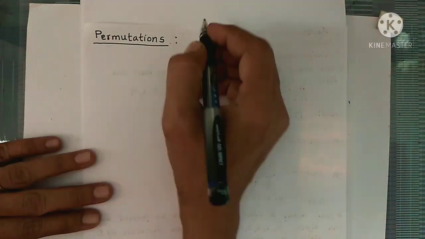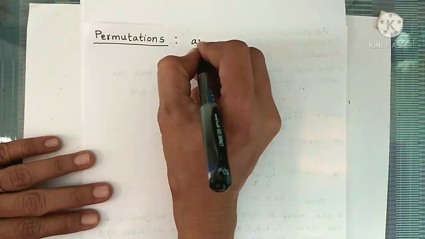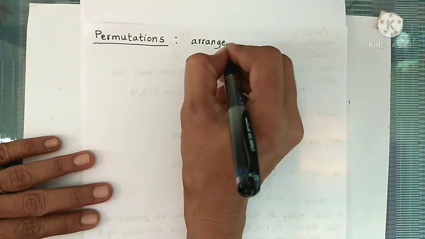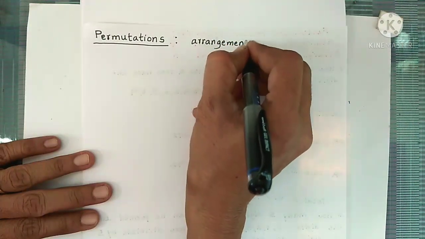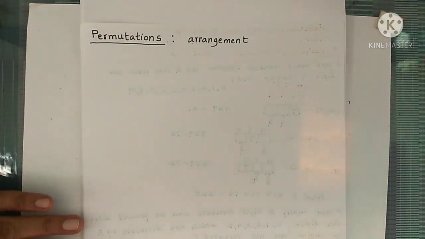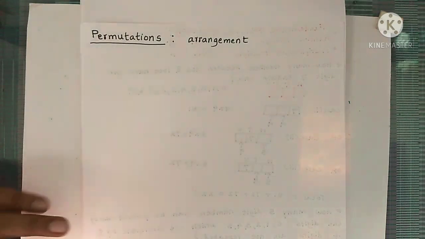Now let's study permutations. So what is a permutation? Remember, permutation is arrangement. So this word is really important. Whenever we have the word arrangement, that means that is permutations. So let's take one example and then let's find out the formula for permutations of R objects from N objects.